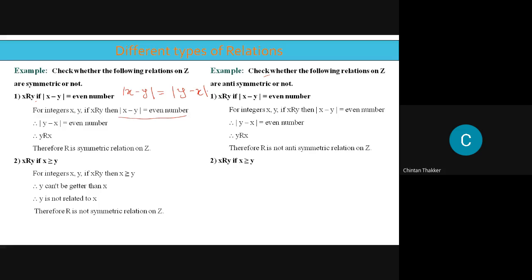But if we check for anti-symmetric, here y is not related to x. That means if x is related to y, then y cannot be related to x. So it is an anti-symmetric relation.